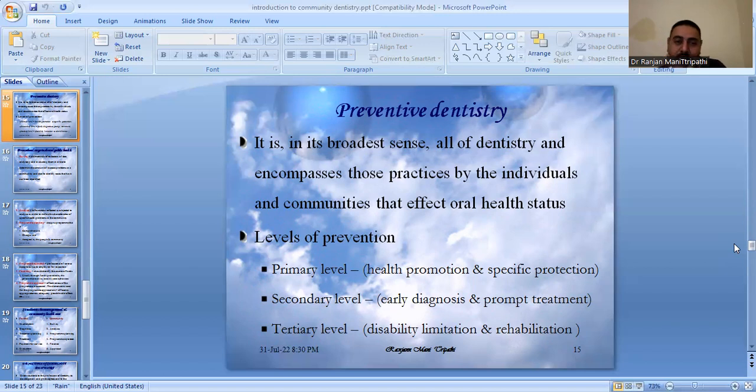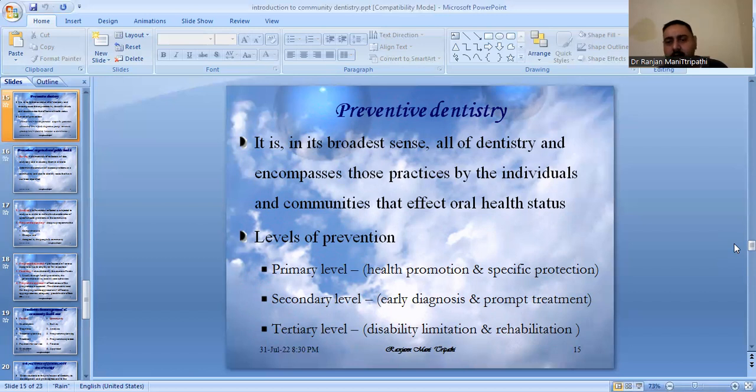If you go for example of primary level, we tell people about healthy practices, healthy lifestyles to keep a check on various diseases and to know how they can be healthy from a specific disease. Say if people brush regularly, it can prevent plaque-related diseases, calculus-related diseases.